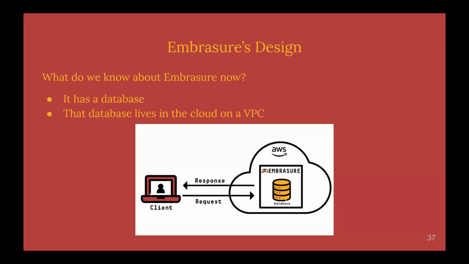So, taking stock of Embrasure, we now have a highly accessible database in the cloud, but anyone who knows the database's IP address can access it. This lack of security is unacceptable for a secrets manager. So now let's move on to upgrading the network security.